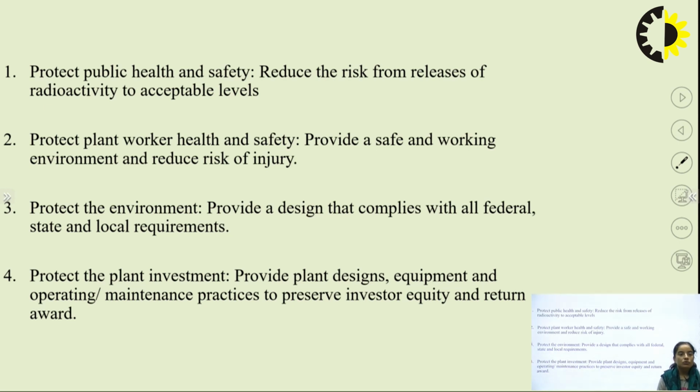The next is to protect the plant investment. We need to provide the plant design, equipment and operating maintenance practices to preserve investor equity and return. The plant design, equipment and maintenance should be such that the investor, which may be a government entity or a private entity, gets a reward and equity in terms of return.